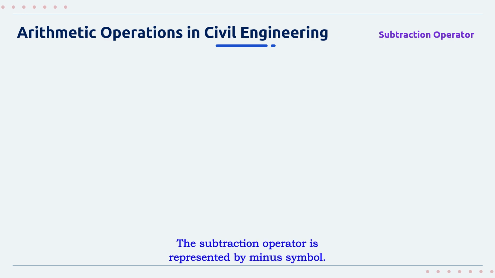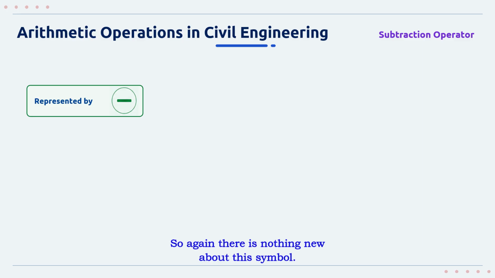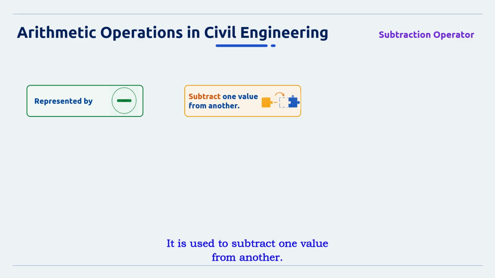The subtraction operator is represented by the minus symbol. This is the same minus sign that we have been using in our mathematics. So again, there is nothing new about this symbol. The purpose of the subtraction operator is very simple. It is used to subtract one value from another. For example, 20 minus 8, 100 minus 30, 500 minus 135. In each case, we are removing one quantity from another quantity.